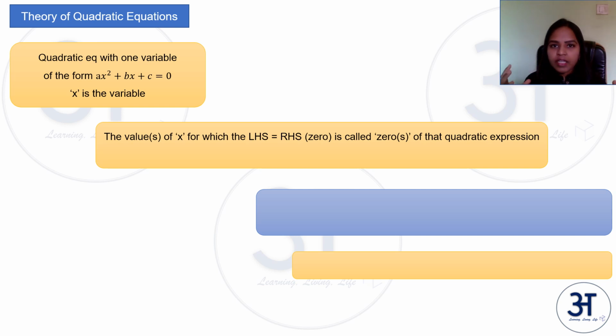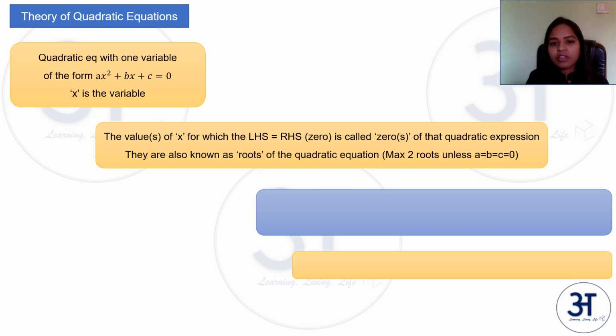So if you write a quadratic equation where the RHS is 0, the values of x which you put into that quadratic equation, thereby resulting in LHS being equal to RHS, that particular value or values of x are called the zeros of the quadratic expression, or they are also known as the roots of the quadratic equation. The maximum number of roots any quadratic equation can have is 2, unless a equal to b equal to c equal to 0. In that case, it can have any number of roots. It is called an identity.